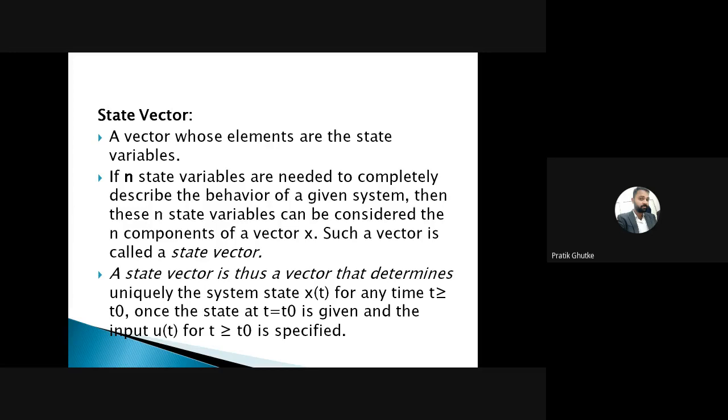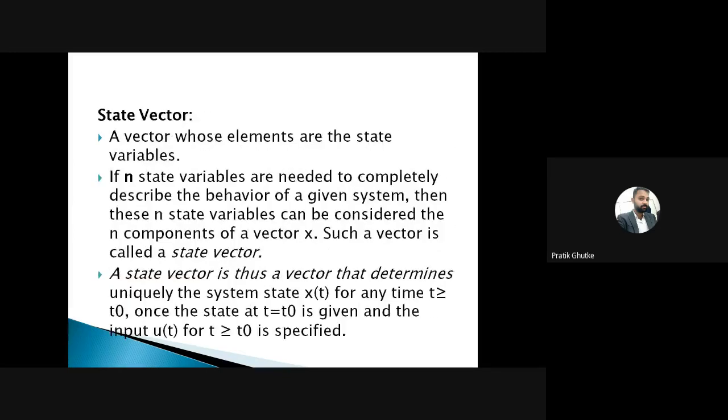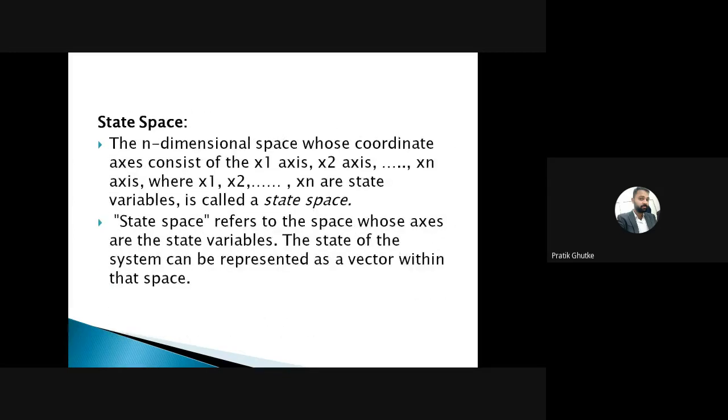First of all, we have seen state, then state equations, state variables, and then state vector. Now we will see what actually state space means. Because our unit itself is state space analysis. So what is meant by state space? The n-dimensional space whose coordinate axes consist of the x1 axis, x2 axis up to the xn axis, where x1, x2 up to xn are the state variables, is called a state space.